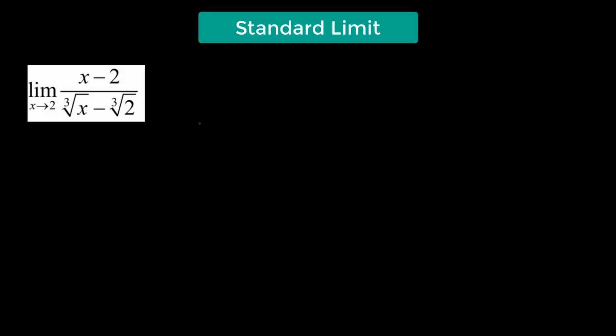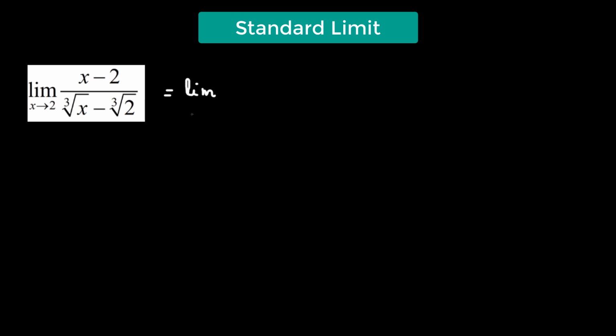So we need to determine the limiting value of this given function when x approaches 2. When we do a direct substitution for the value of x, we get an indeterminate form because we'll get 0 in both the numerator and the denominator. So that means we need to rewrite the given function.